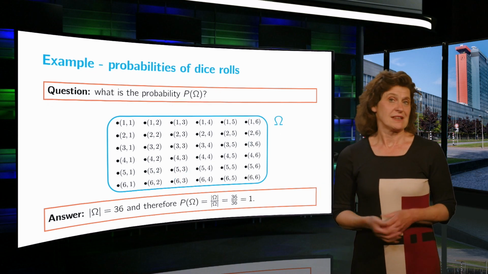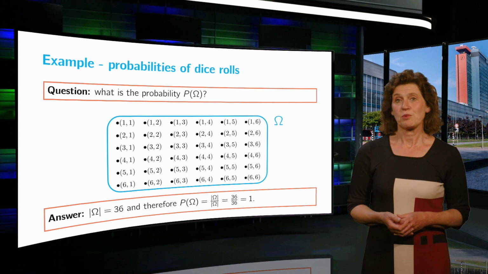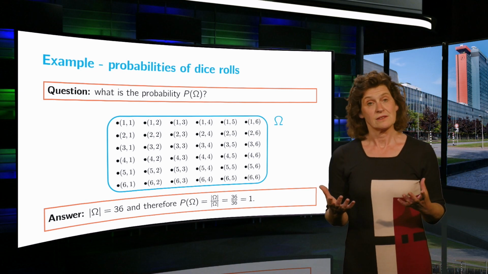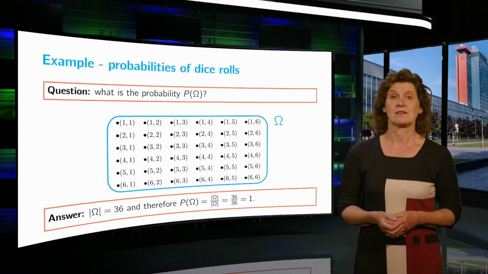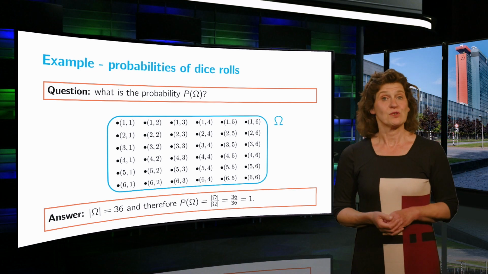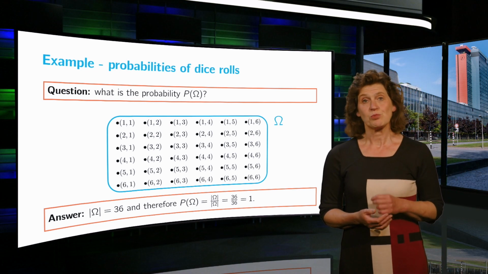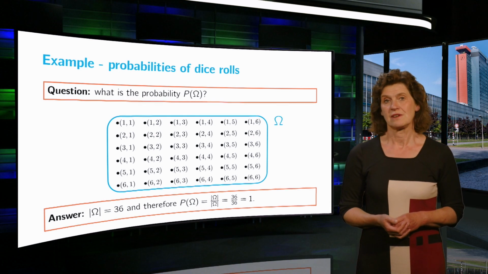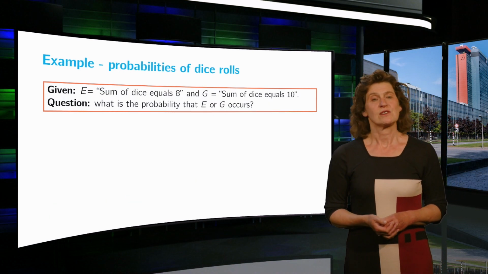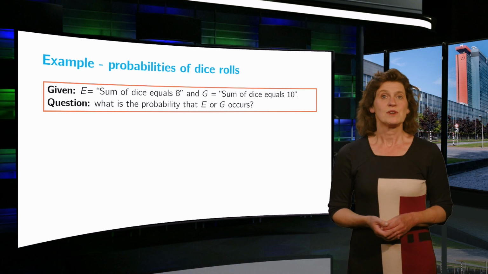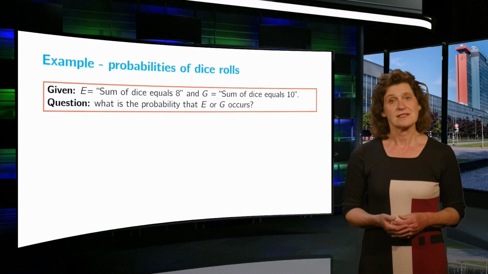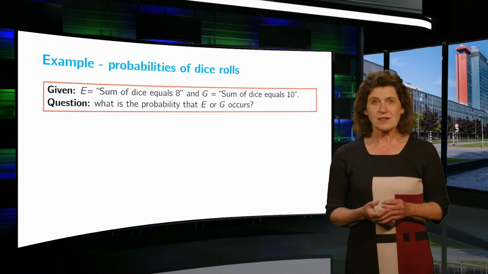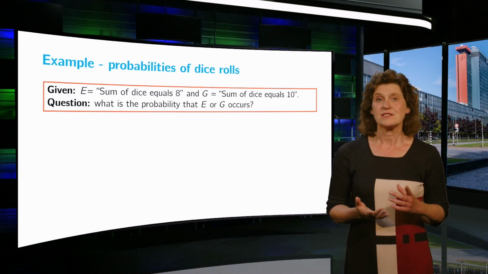By the same argumentation, we can already tell that the probability of the event omega, the whole sample space, is 1. While this seems trivial, it is the first of 2 important properties that let us define probability functions. Let us now also consider another event G, which is the event that the sum of the 2 dice is 10.